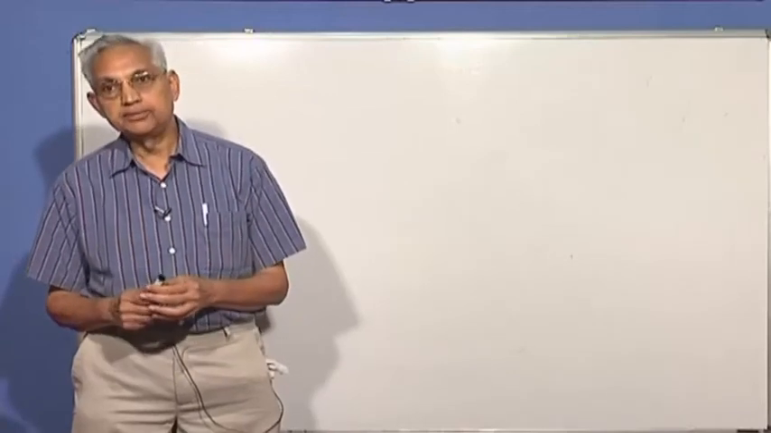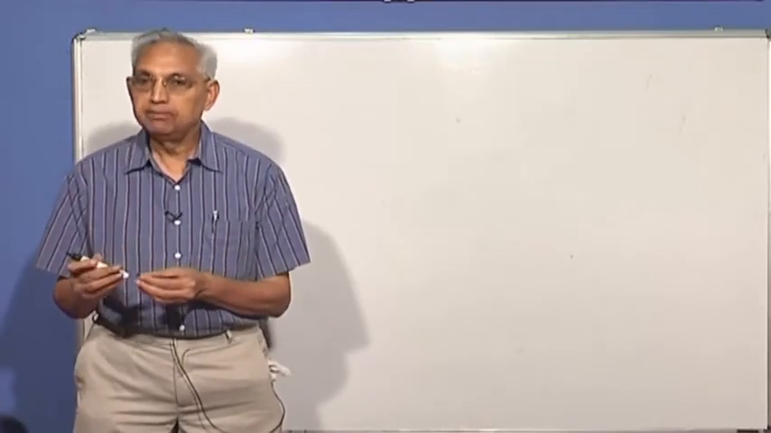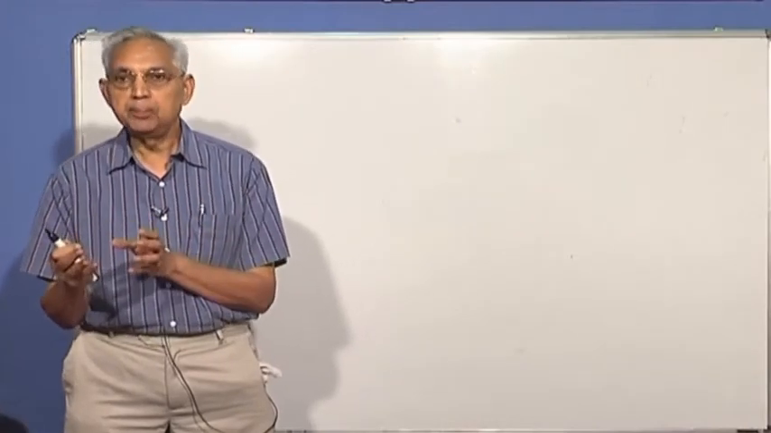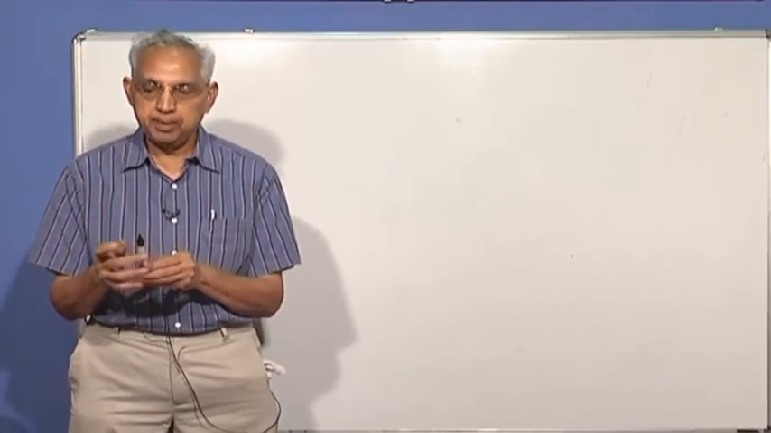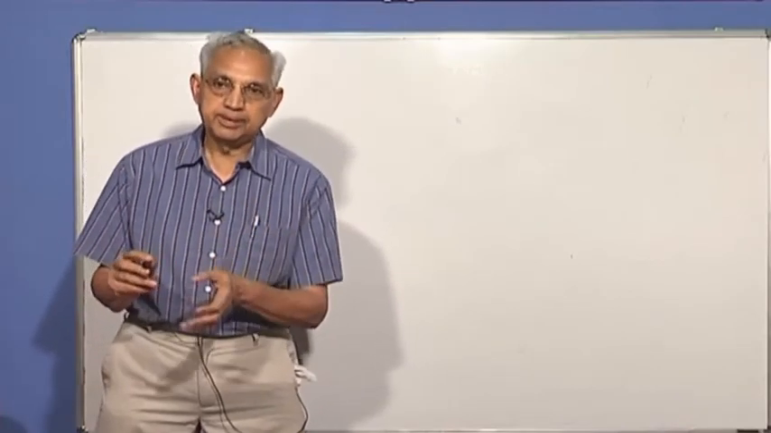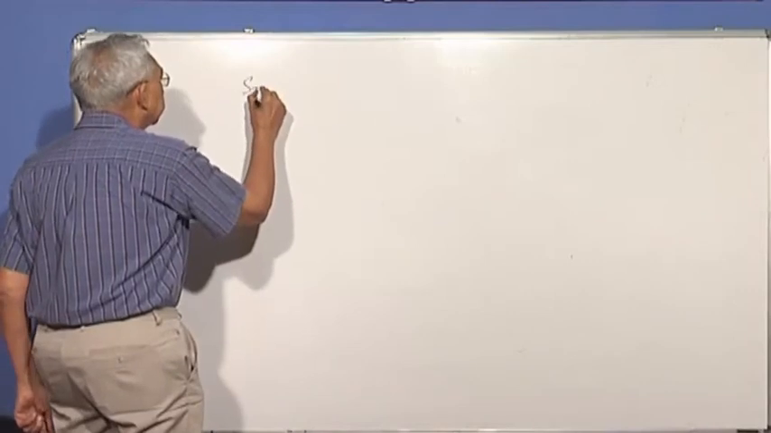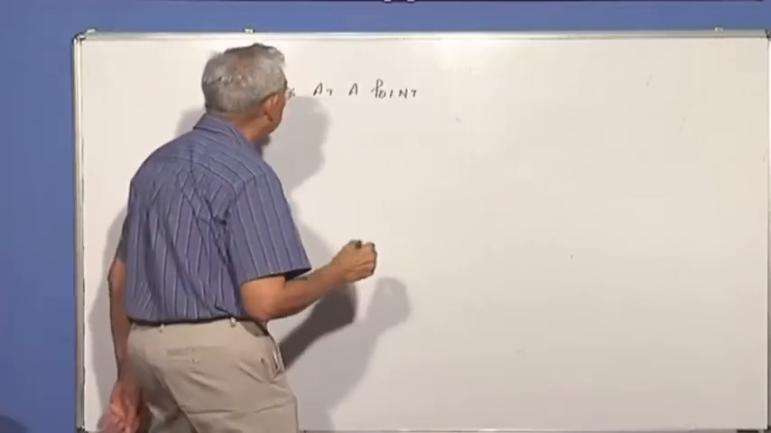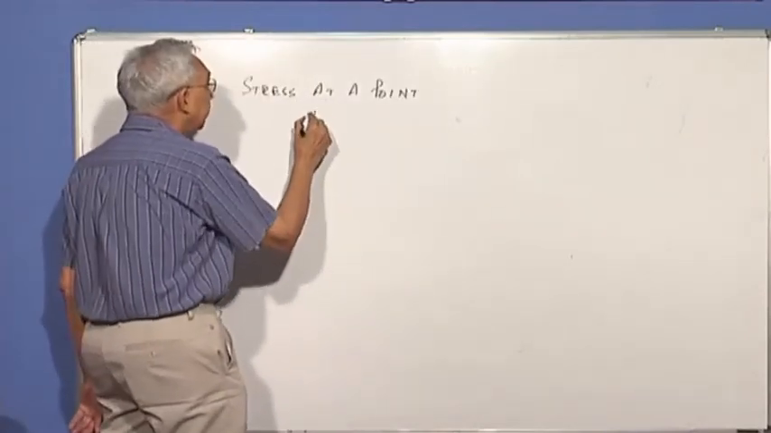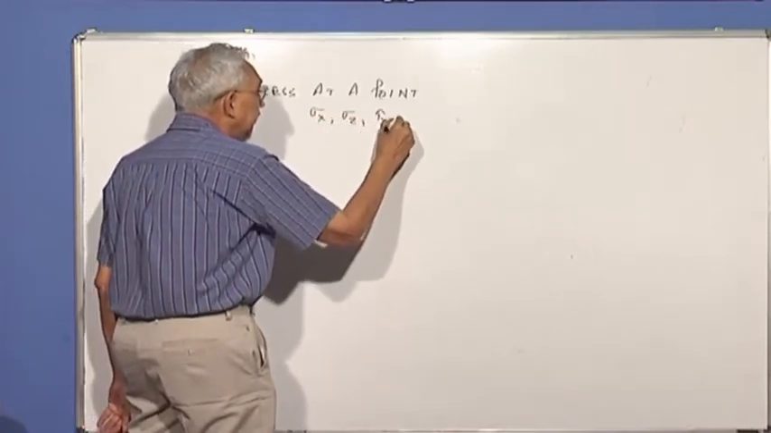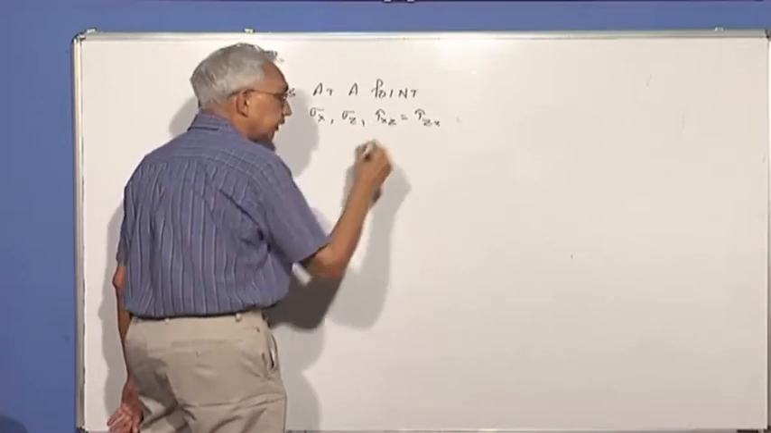Welcome to lecture 12. In the previous one, we just looked at the stresses at a point and the components of stress on any arbitrary plane, and then we looked at the principal stresses, maximum shear stress. So the concept we discussed were, now please remember, stress at a point is described by sigma x, sigma z, tau xz is equal to tau zx.